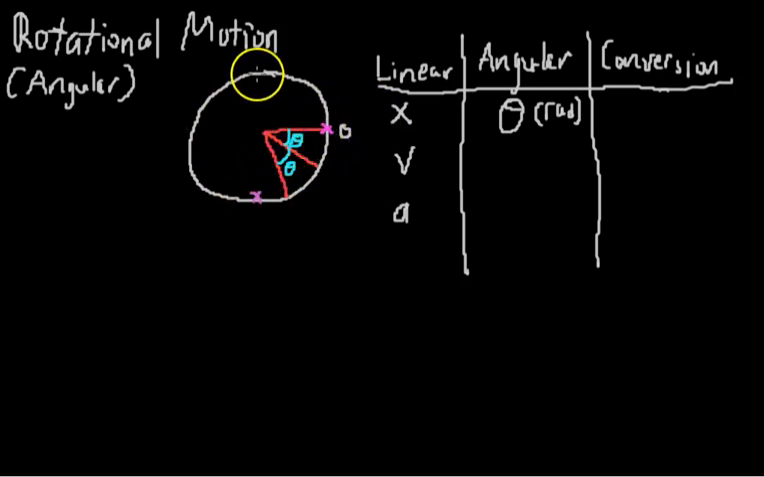If it goes around one full circle, that's 2 pi. If it goes around 2 full circles, that would be 4 pi, and so on. So we just keep stacking up. It's an additive effect. If we go the other way, then we would have negative radians.